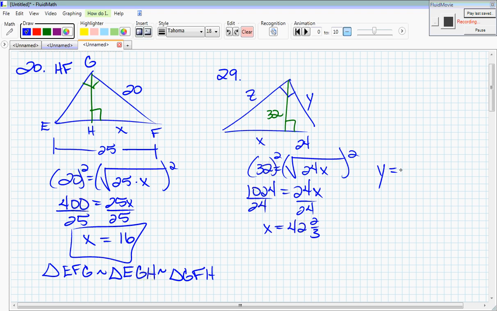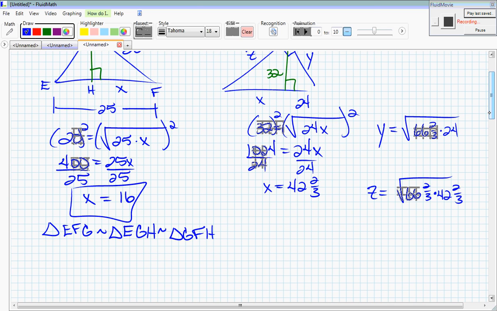So if we look at theorem 9.3, it says the length of each leg of a right triangle is the geometric mean. Again, so we have the square root of the length of the hypotenuse, which in this case would be 42 2/3 plus 24. So that would give us 66 2/3 times the segment of the hypotenuse adjacent to it. So in this case, times 24. So that's what y is equal to. Z, the other leg, would be equal to the square root of 66 2/3 times 42 2/3, because that's the length of the segment of the hypotenuse adjacent to it.